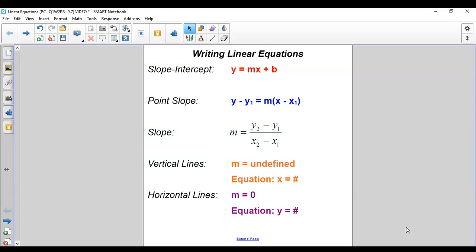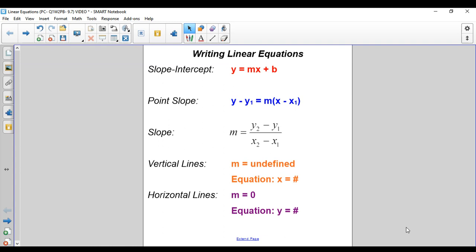Equations. So just throwing a lot of information out at you these first couple slides. Keep in mind slope-intercept form is y equals mx plus b. We can be utilizing point slope form: y minus y1 equals m times x minus x1. Slope formula will need to come into play at some point.